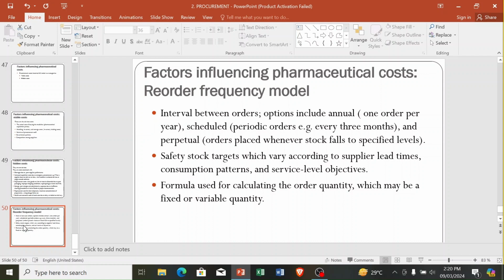Safety stock targets, which vary according to the supplier. Lead times. Lead time, like I said earlier on, is the time from when you place the order until the time you receive that order. Consumption patterns, and then service level objectives are other reorder frequency model factors. The formula used for calculating the order quantities, which may be a fixed or a variable quantity, is also a factor. So that is briefly how prices are affected.